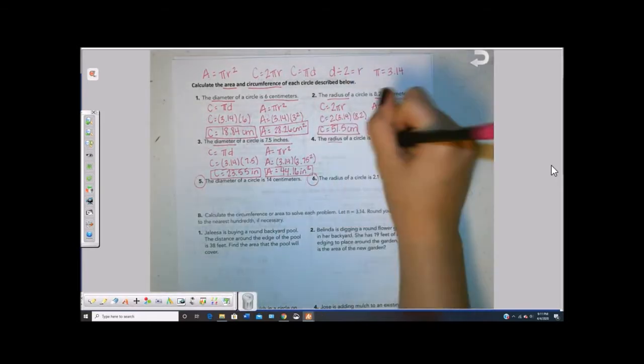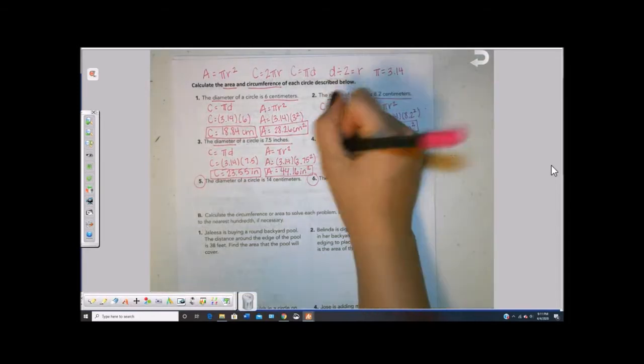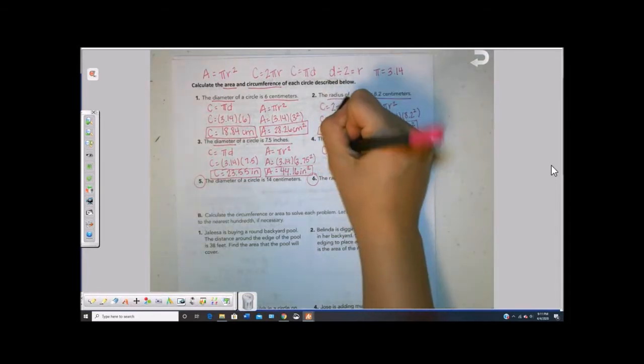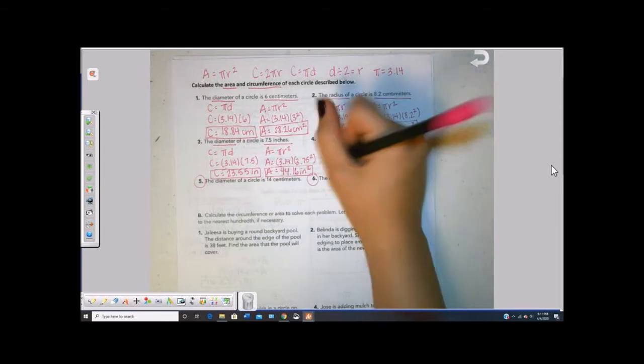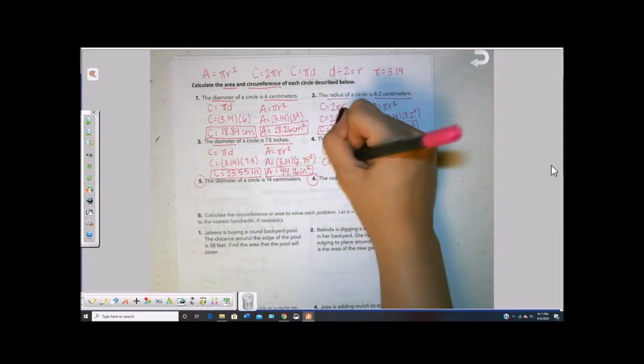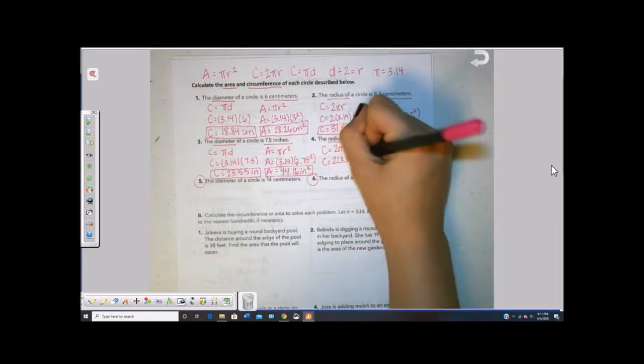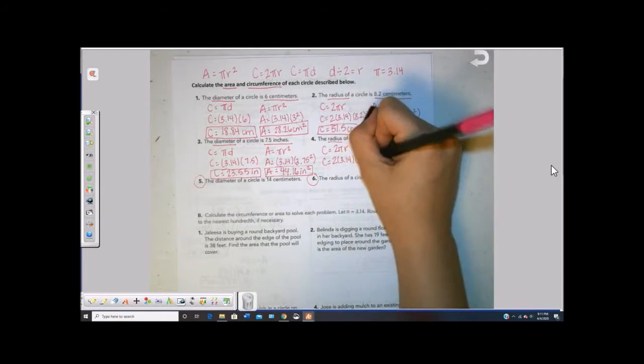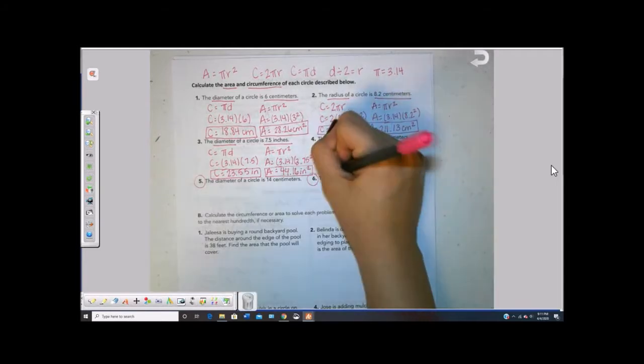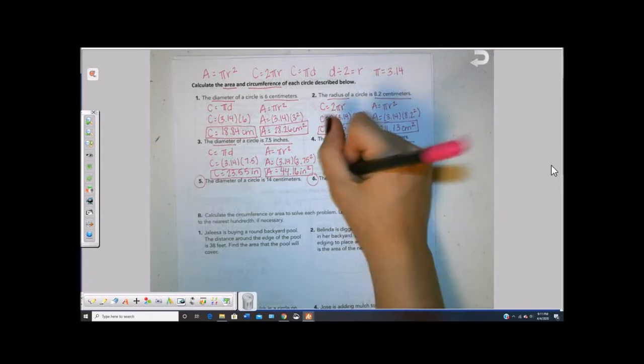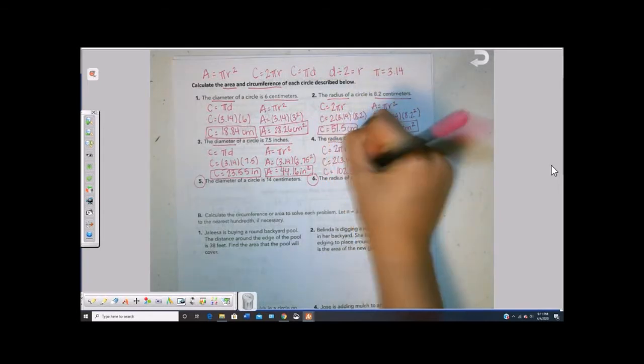And lastly, number 4, radius is 16.3 millimeters. So C equals 2 pi r. 2 times 3.14 times 16.3. And you get 102.36 millimeters.